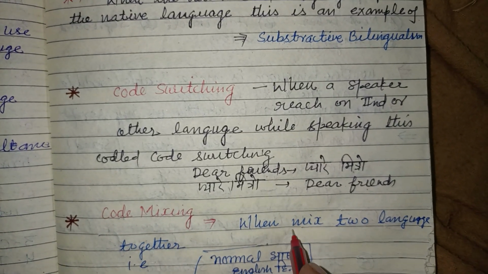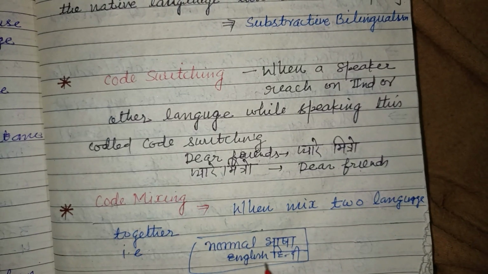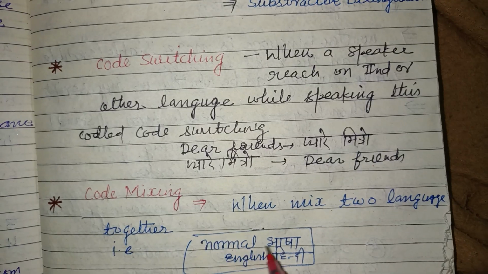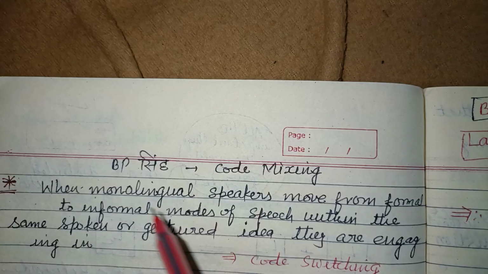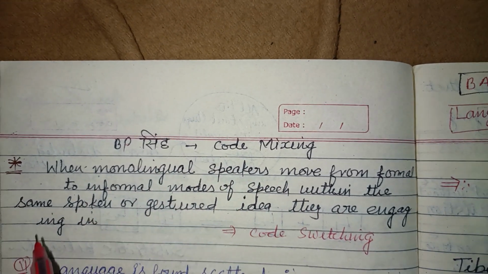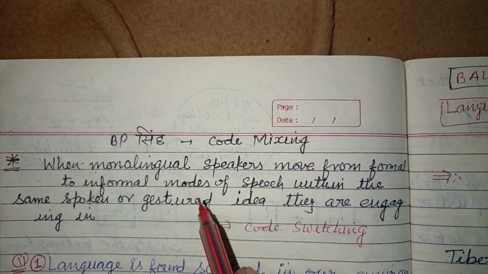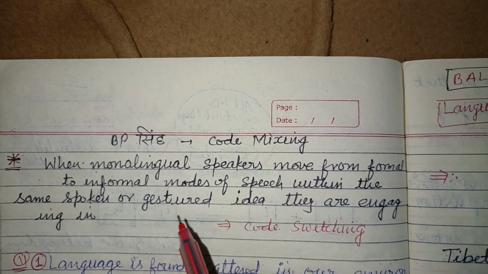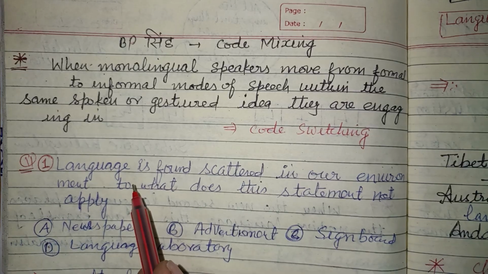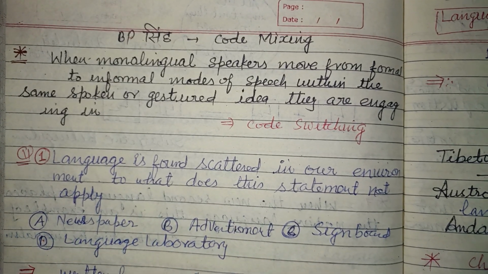Code mixing: when two languages are mixed together, it is called code mixing, like normal bhasha, English, Hindi. Here we are speaking English and instantly said Hindi, normal bhasha. BP Singh, code mixing. Here BP is English and Singh is Hindi, so we mix: code mixing. When monolingual speakers move from formal to informal mode of speech within the same spoken or gestured idea, they are engaging in code switching.